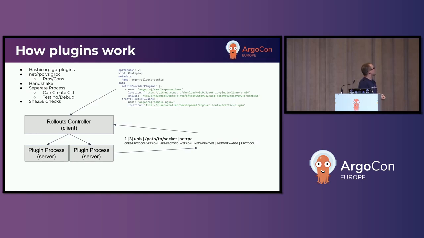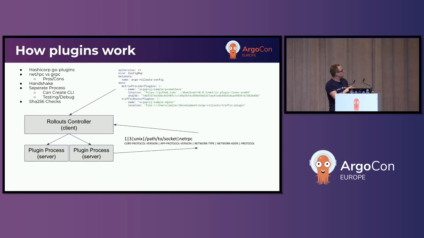And then the general gist, at a high level, of what plugins are: we use a library from HashiCorp called Go Plugins. It basically creates a remote procedure call type setup where the controller will act as the client and the plugins act as servers. The plugins will get spun up as child processes of the controller. And when those processes spin up, they'll basically output a handshake that informs the controller how to connect to the plugin.